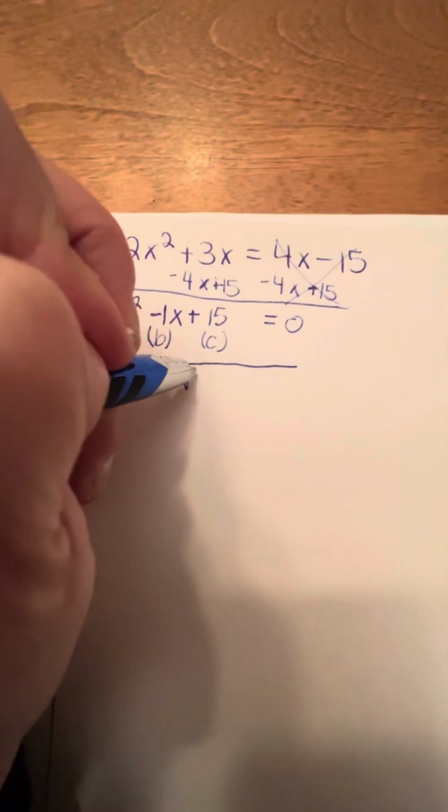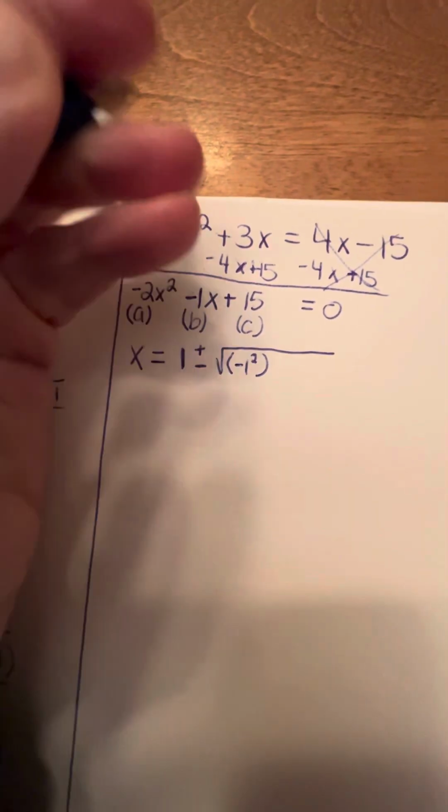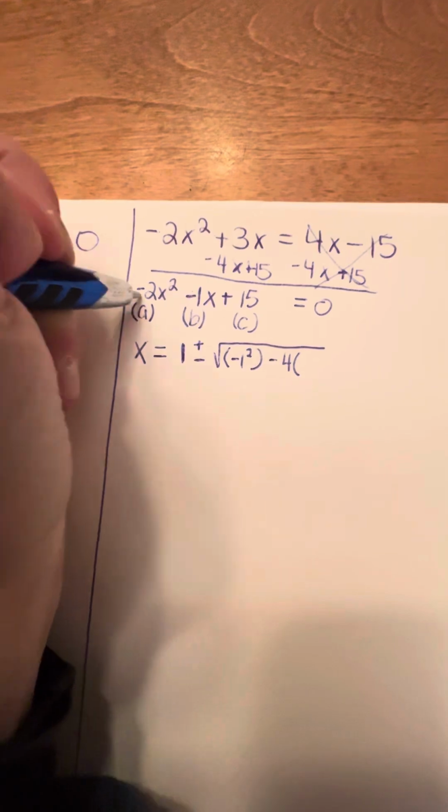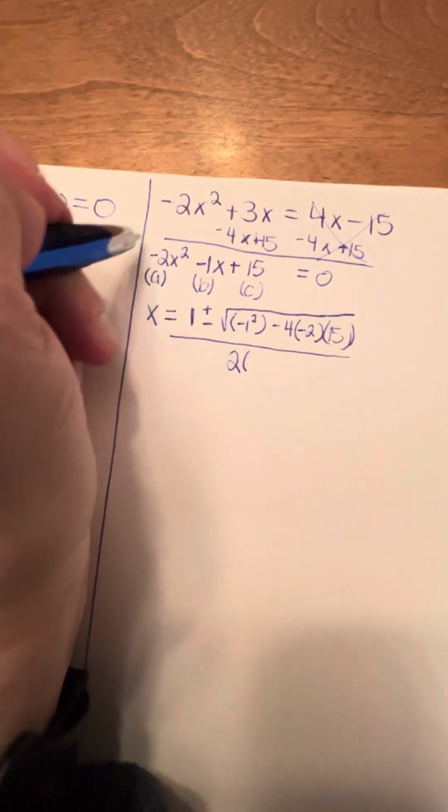So then we are going to go ahead and plug in our b value again. So this is a negative 1. It's negative 1 squared. So we'll do that. And then we're going to do minus 4 times a, which in this case is negative 2. Then times the c value, in this case now it's 15. And we are going to go ahead and now put that all over 2 times a. And again, our a over here is a negative 2.